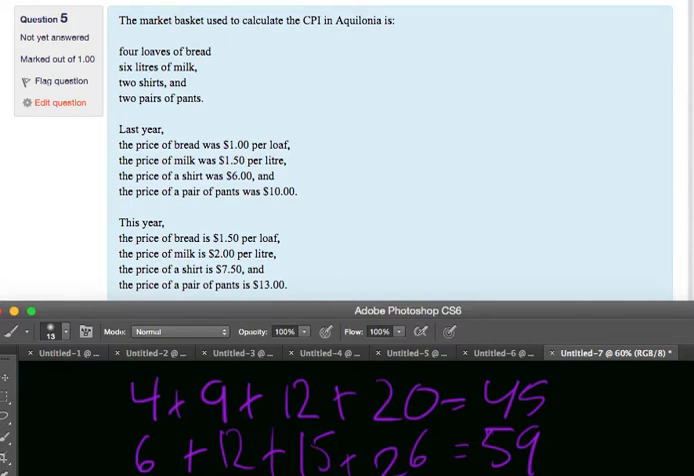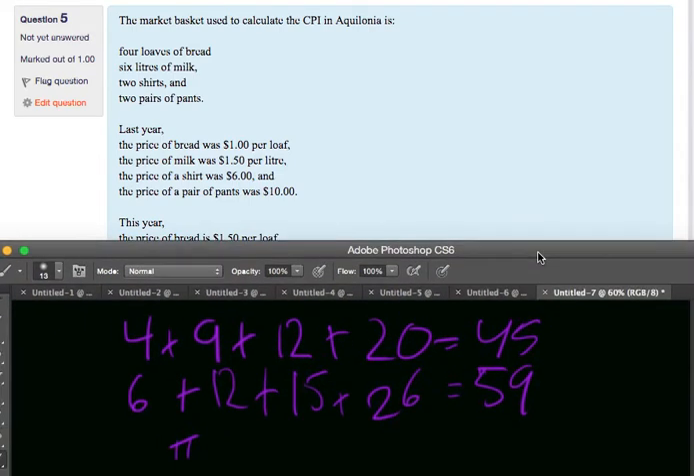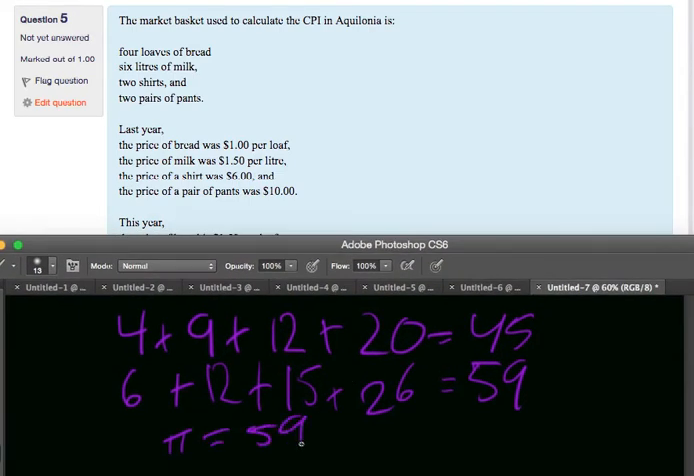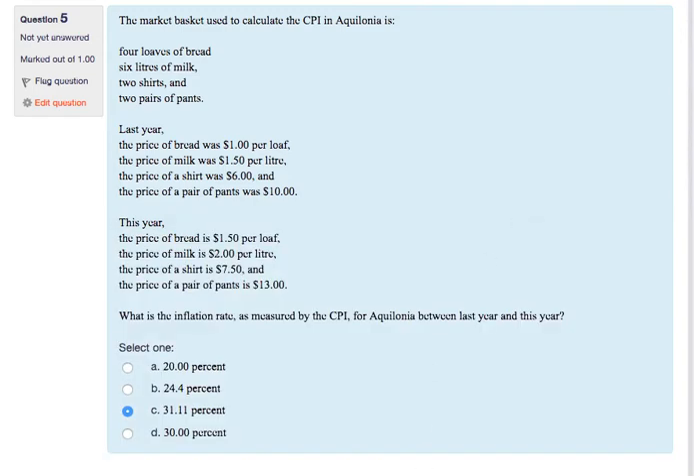So what would be the actual calculation? The inflation rate would be equal to 59 over 45 minus 1, times 100. If I take a second to calculate this, 59 divided by 45 gives me 1.3111, minus 1 gives me 0.3111, times 100, 31.11%, which is the answer that I guessed. If I had time, I would verify it, and here I am verifying it, and that is the right answer. Hopefully that clarifies how to obtain all of these answers for this chapter.